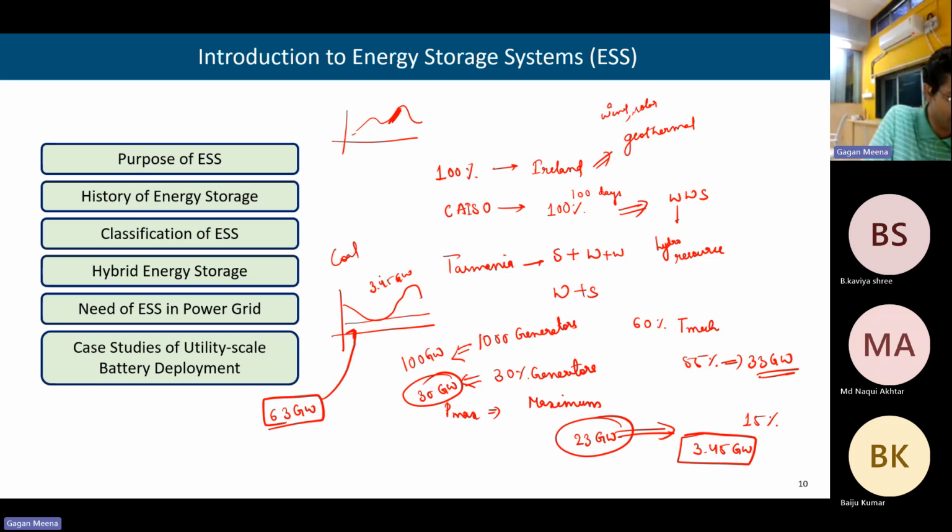And in 1 hour, it will be 3.45 into 4, 13.8 gigawatt. But if the renewable penetration is very high and the ramp requirement per time block is more than this, then coal will not be able to meet that.